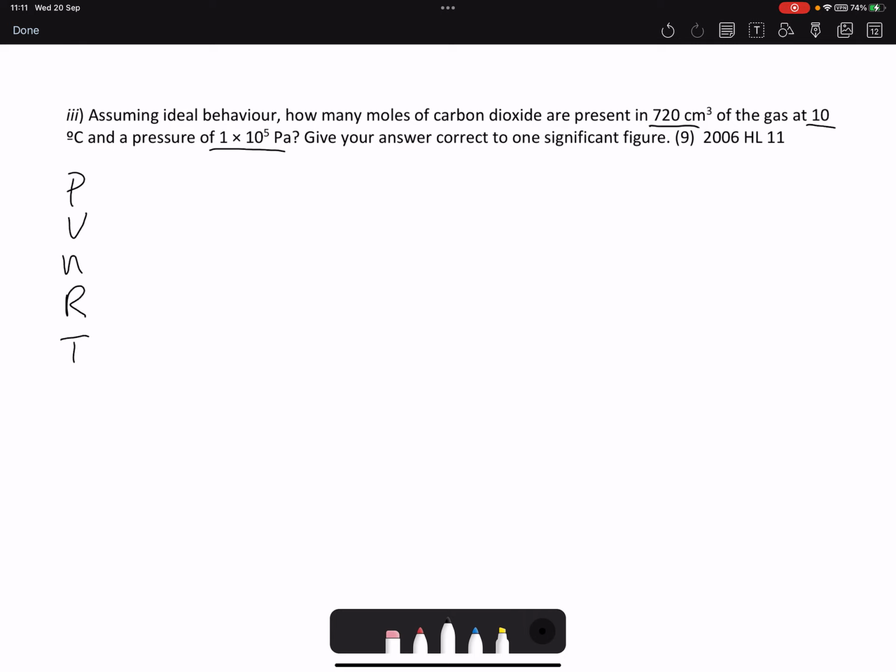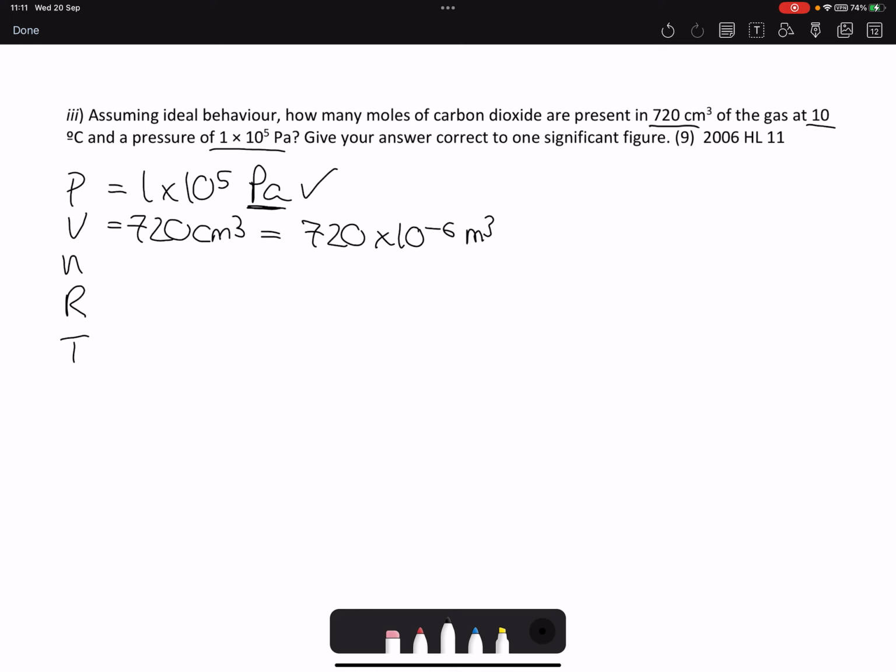So again, we take our pressure. Our pressure was 1 by 10 to the 5 pascals. You need to know that it has to be in pascals. This unit is right. My volume here is 720 centimeters cubed. So I can't use this number as it is, otherwise my final answer will be out. So all you need to do to turn it into meters cubed is you multiply it by 10 to the minus 6. You just literally tag that on and you are now done.